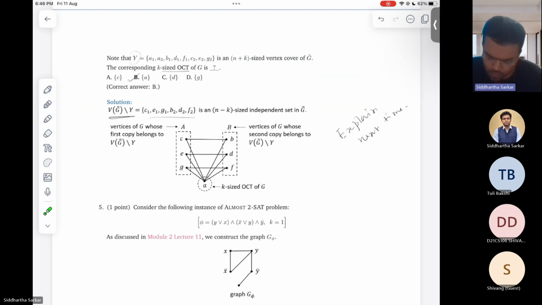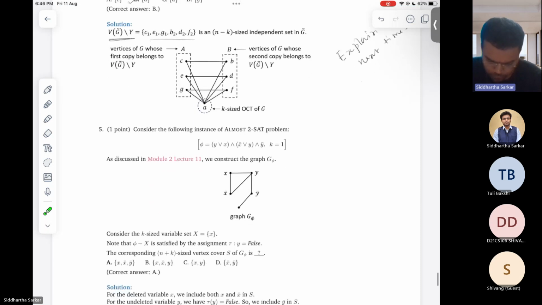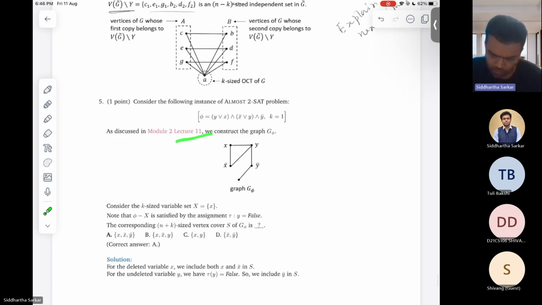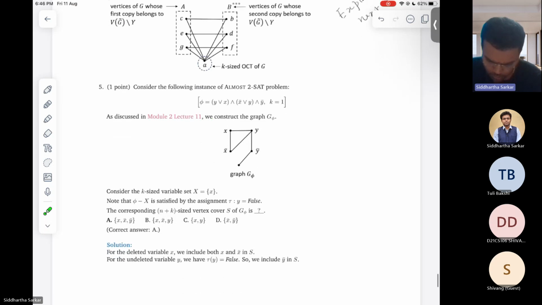So consider the following instance of the almost 2-SAT problem. But again, this is lecture 11, so I don't think I should look at it now.